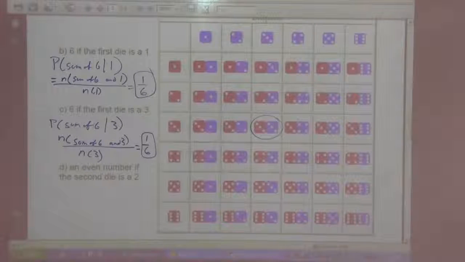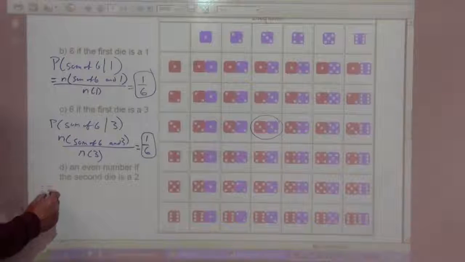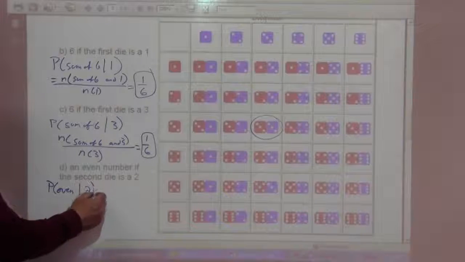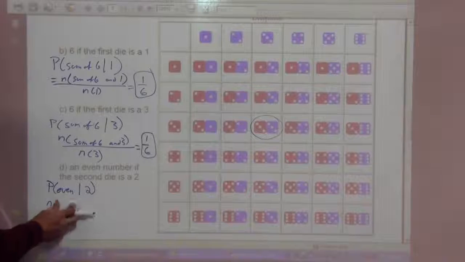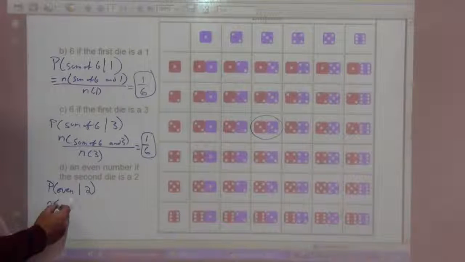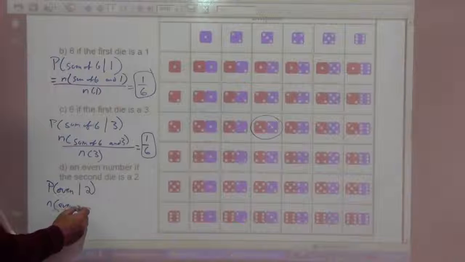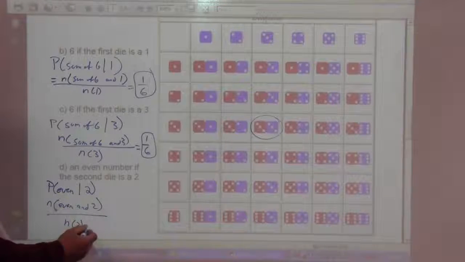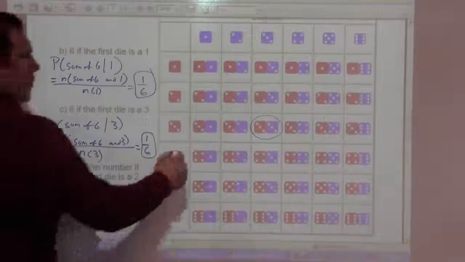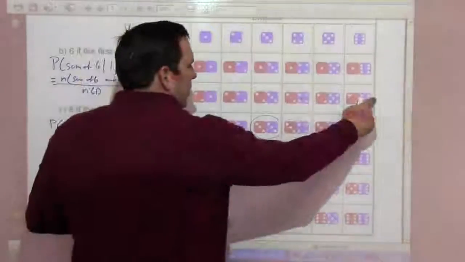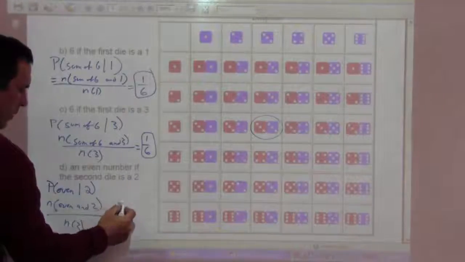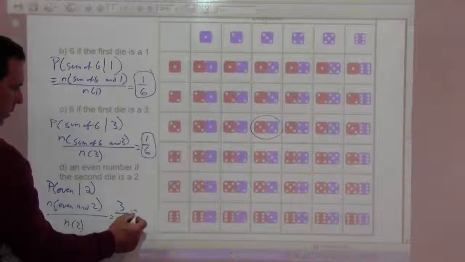Event D says an even number. What's the probability of getting an even number if the first die is a 2? Probability of even given a 2 for the first thing. That's the number of ways you can get an even number and have the first one be a 2, over the number of ways you can have 2's as the first number. Okay, so here 2 is the first number. We have 1, 2, 3 evens in that row out of 6 altogether, or 1/2.